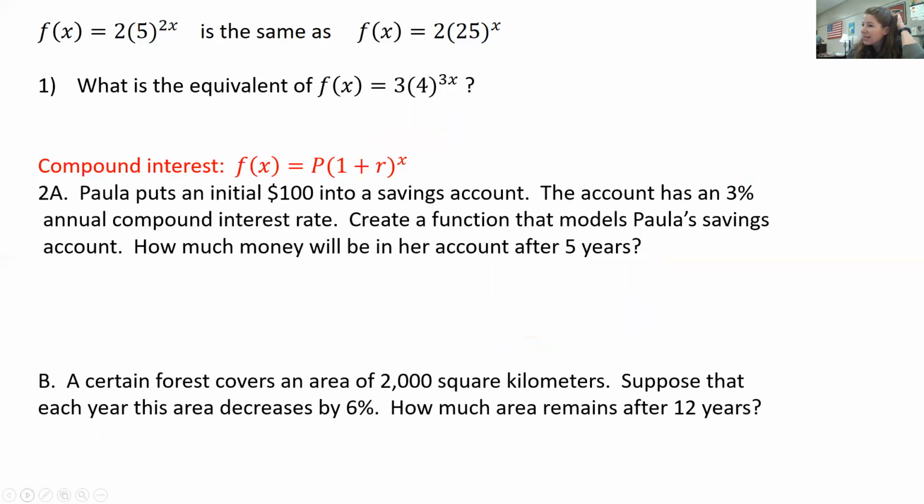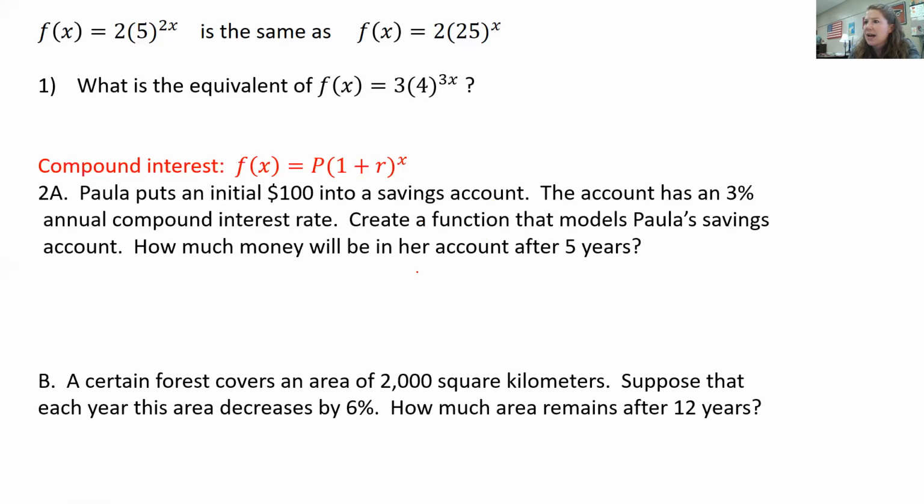All right, so it's not always money. Sometimes nature gives us compound interest type situations. So letter B says a certain forest covers an area of 2,000 square kilometers. Suppose that each year this area decreases by 6%. So that's compounding. That's compounding year after year after year. How much area remains after 12 years?